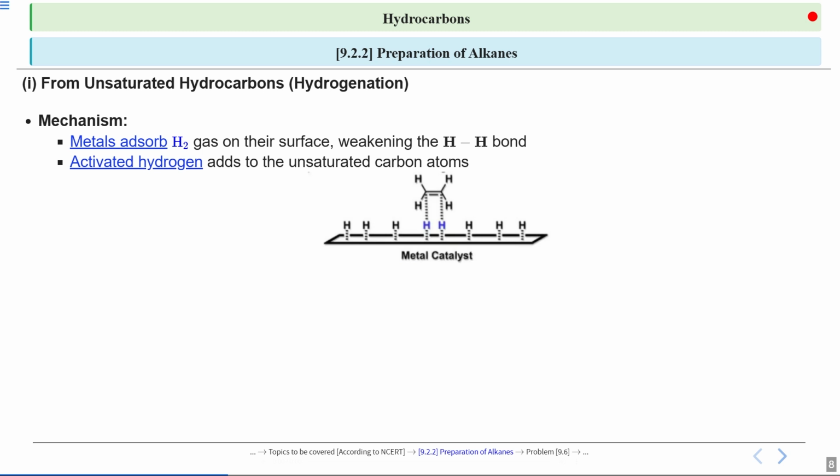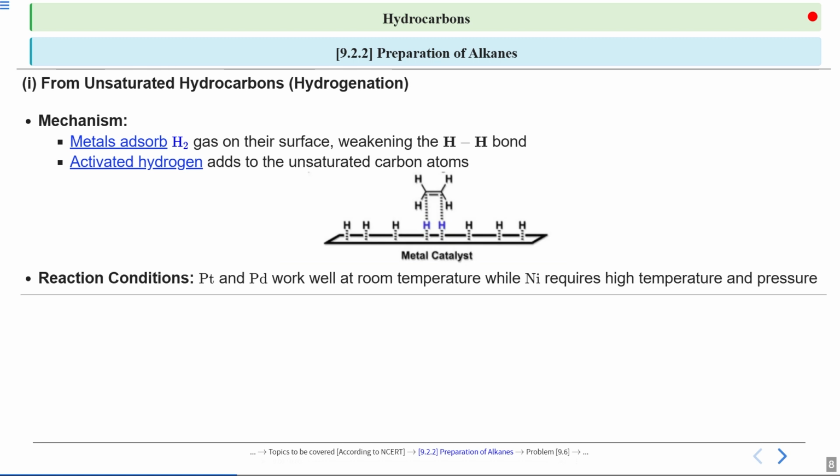So what are the reaction conditions? It is important to note that if we use platinum or palladium, then the reaction may work well at room temperature, but with nickel we have to provide high temperature for the reaction to happen. Okay, so this is the important reaction condition that you should remember: platinum and palladium work at room temperature, whereas nickel requires high temperature and pressure.